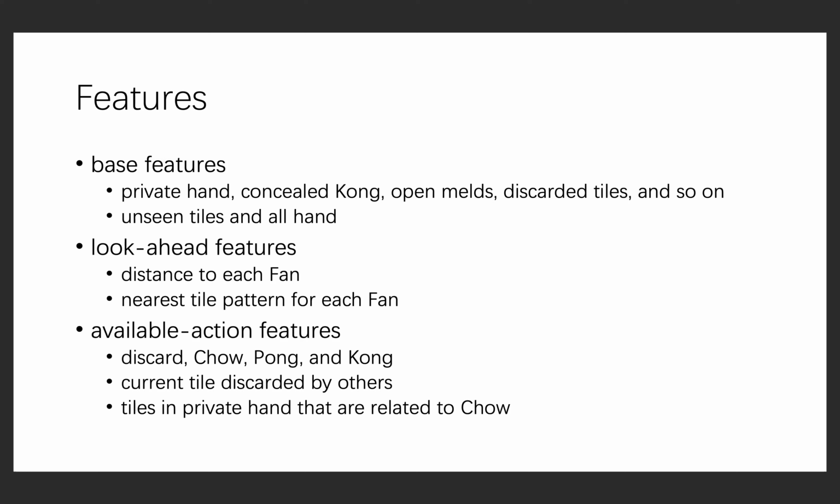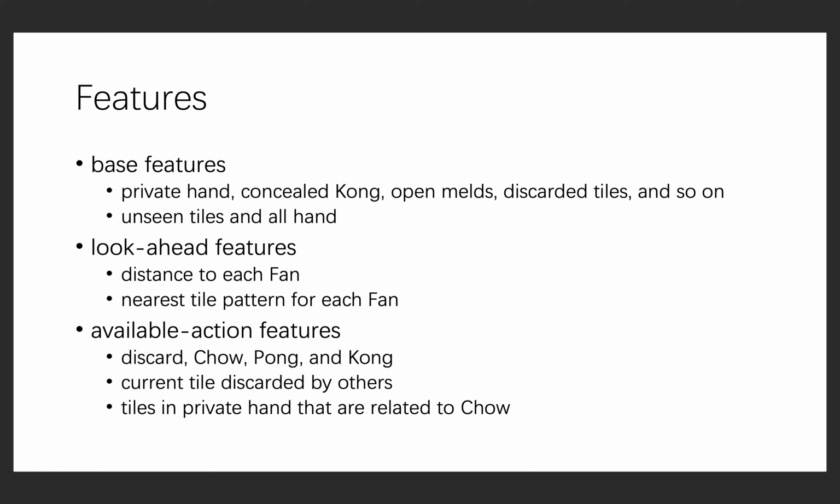And about the features, we use three kinds of features: base features, look ahead features, and available action features. First, about the base features. Base features are features we can observe directly from the game, such as private hand, concealed kong, open meld, discarding tiles, and others. Also, unseen tiles and all hands are used in this part.